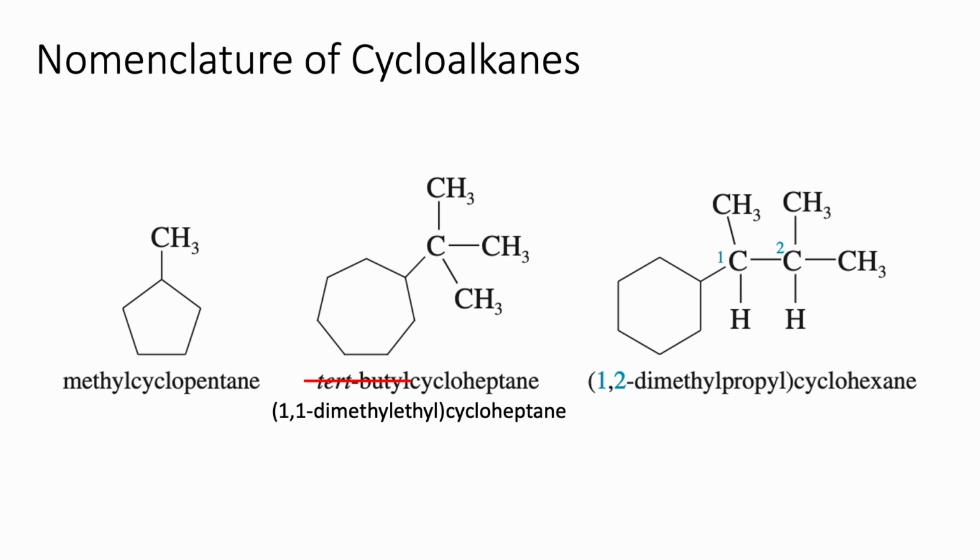And this is another branched branch. So the longest chain, the longest branch there has 3 carbons, 1, 2, 3, so we would call it propane. Since it's a branch, it's a propyl. And at carbon 1 and 2 of that propyl branch, we have methyl groups. So we would call this branch 1,2-dimethylpropyl, that's just the branch, and then the base, cyclohexane.